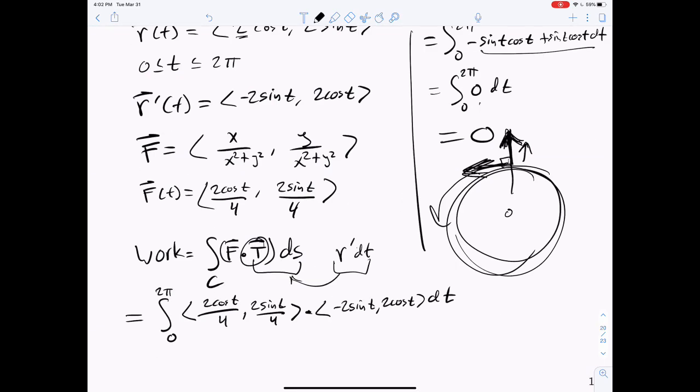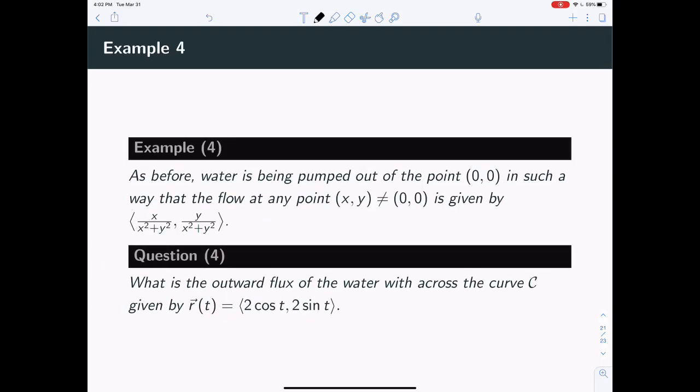Okay. All right. So let's do another example. And in this one, well, that's what this example is. Let's actually work it out. So same situation, same vector field, and then they just want to know what the outward flux of the water is across the curve there.